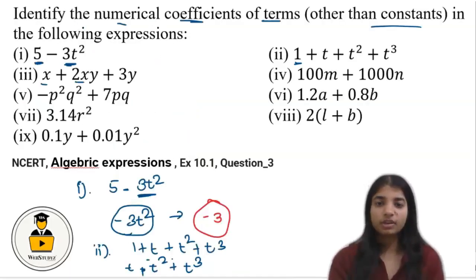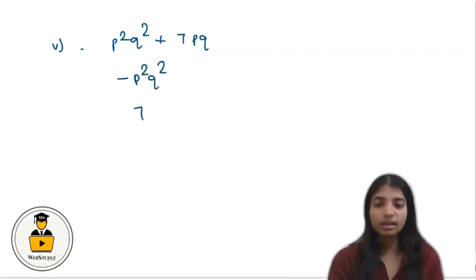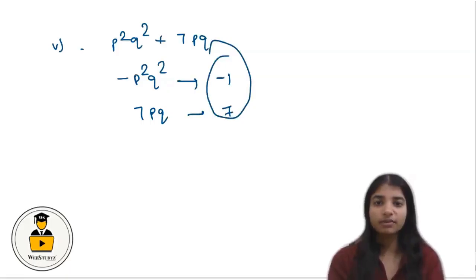We are considering part 5, which is minus p square q square plus 7pq. In this part there is no constant term, so our terms are minus p square q square and 7pq. The coefficient for minus p square q square is minus 1 and the coefficient for 7pq is 7. So this is the answer to part 5 of this question.